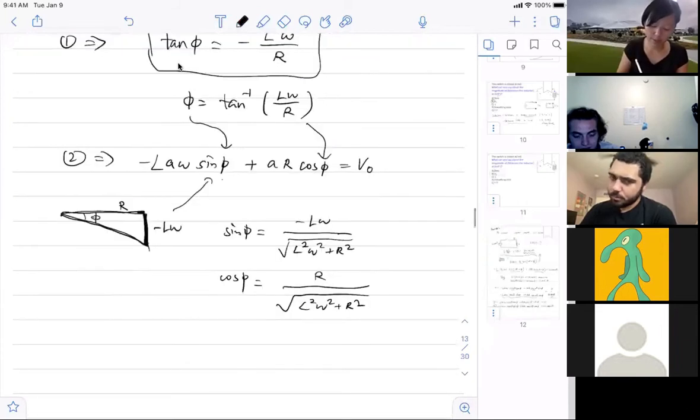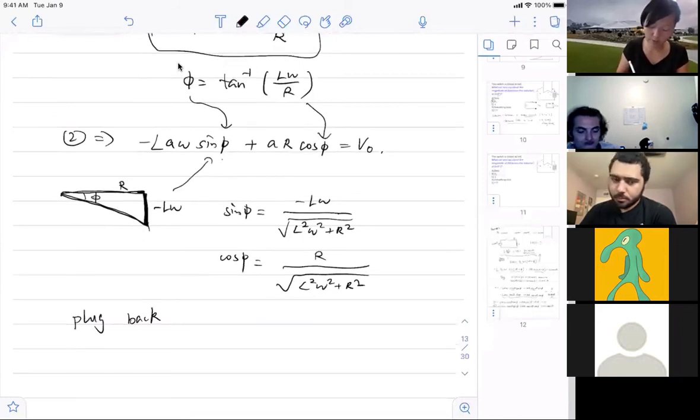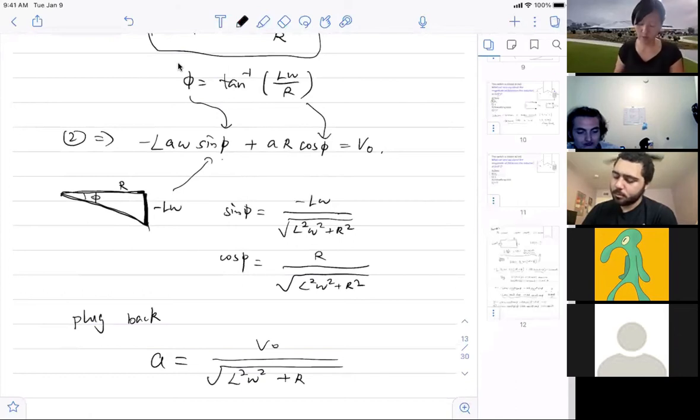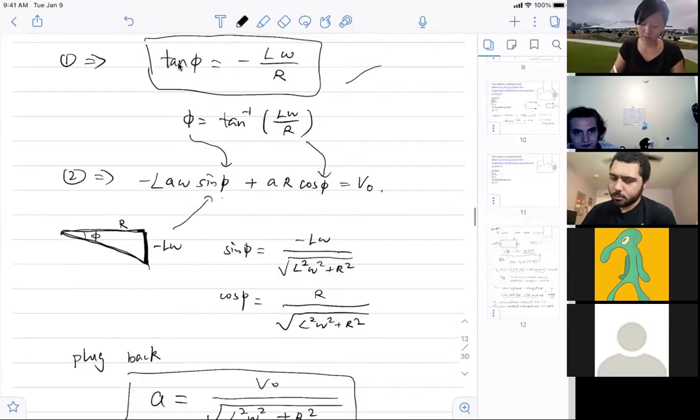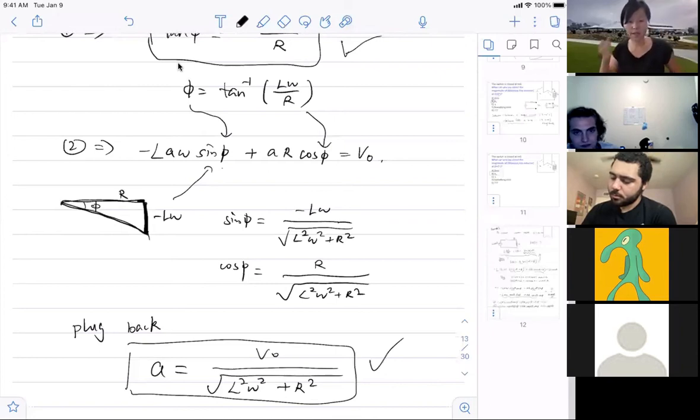Plugging it back into this equation, you can solve for A. I'm going to go ahead and just write A here. A is going to be V naught over the square root of L squared omega squared plus R squared. So this is my constant A, and that is my constant phi. I have found both of these constants. So my work is done, right? I found the constants, and I found the solution if my power source is AC, a sinusoidal wave.